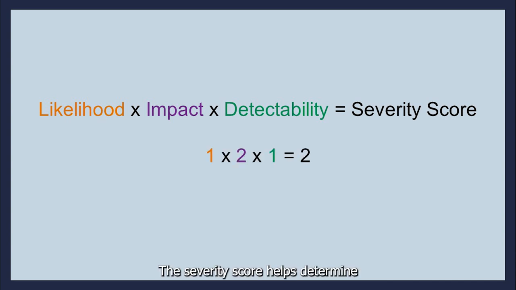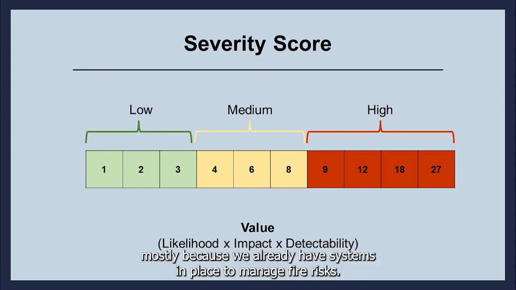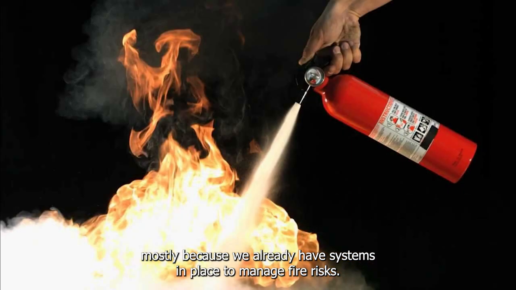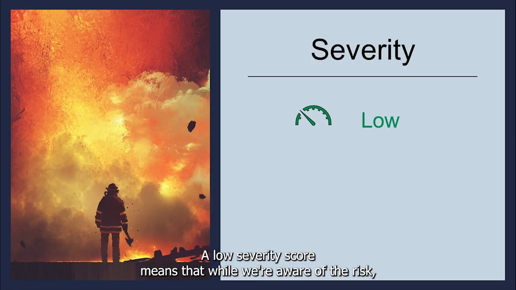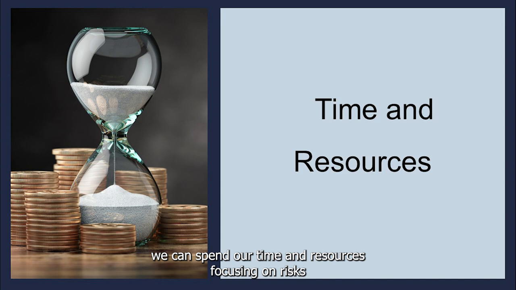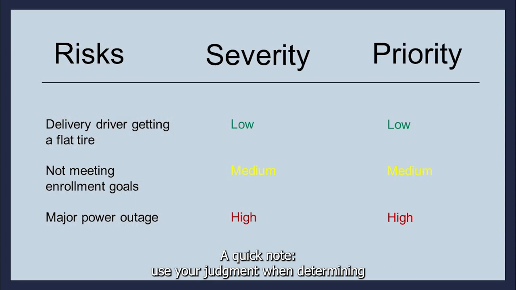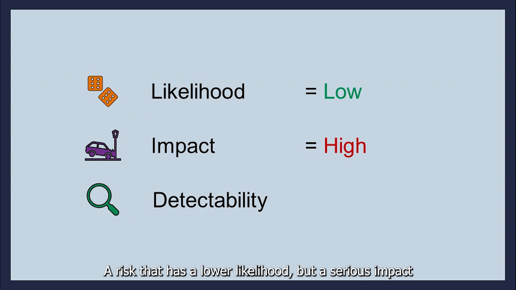The severity score helps determine which risks to focus on. My severity score is 2, so according to this severity chart, this risk has a low severity, mostly because we already have systems in place to manage fire risks. A low severity score means that while we're aware of the risk, we can spend our time and resources focusing on risks with a higher severity score. A quick note: use your judgment when determining which risks to focus on. A risk that has a lower likelihood but a serious impact might warrant extra attention.